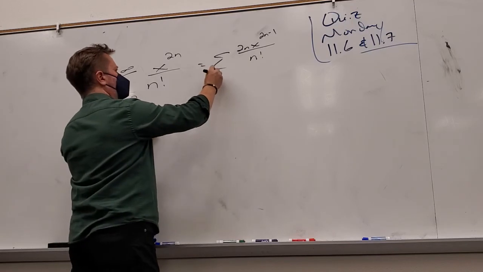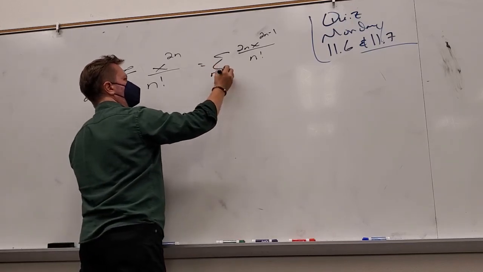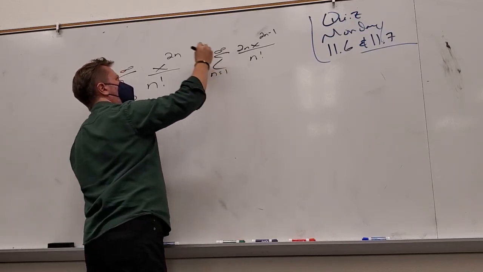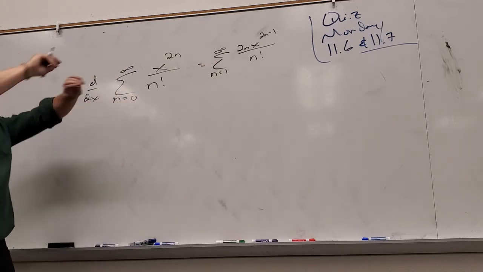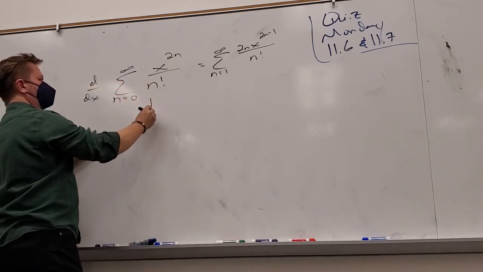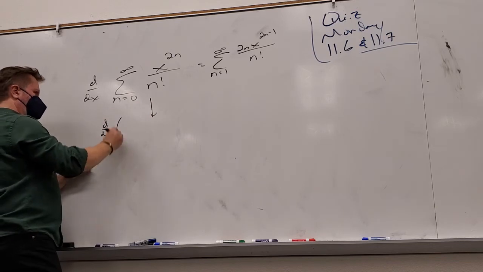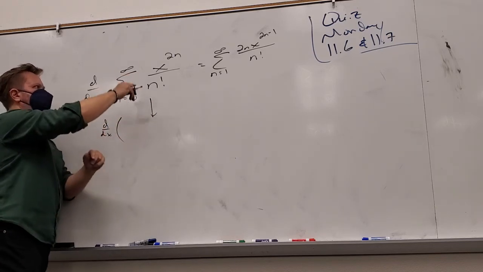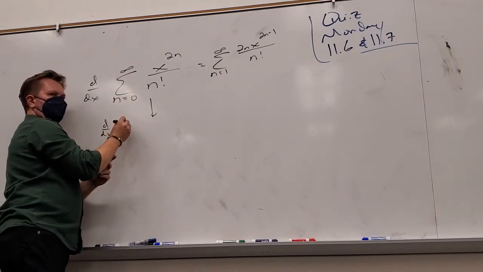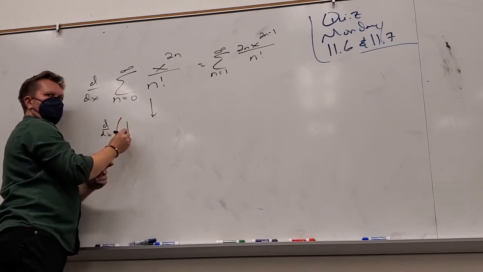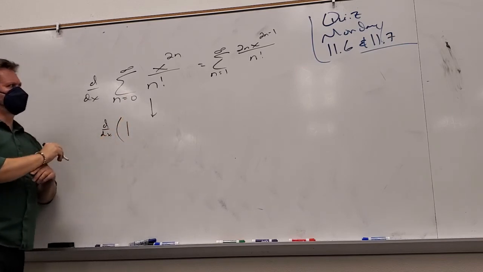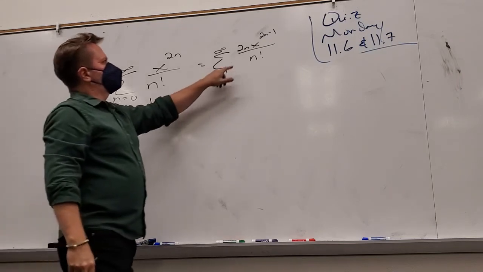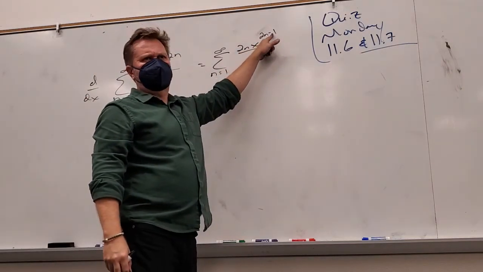But now n has to start at 1. So let's check this real quick. What are the terms of this? Just give me a few terms. What's the first term? Why does it have to start at 1? Why does that start at 1 now? If n is 0, don't I get x to the negative 1?